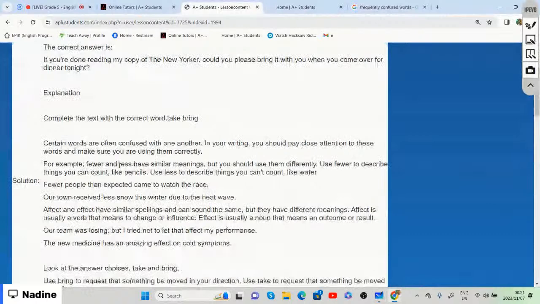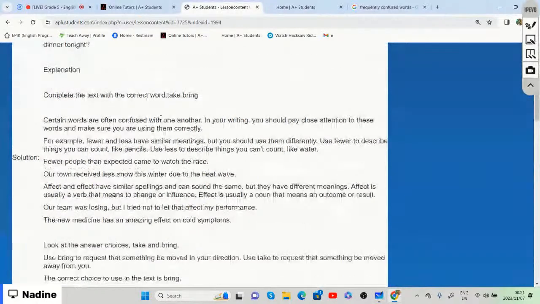So we see that certain words are often confused with one another. In our writing, we should definitely pay close attention to these confused words in order to make sure that we are using them correctly. We made an example of fewer and an example of less.